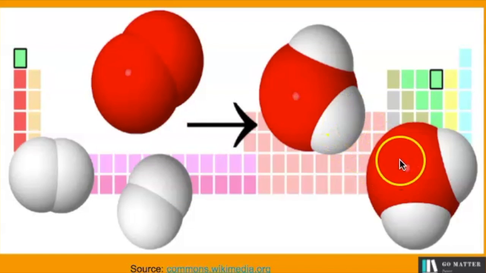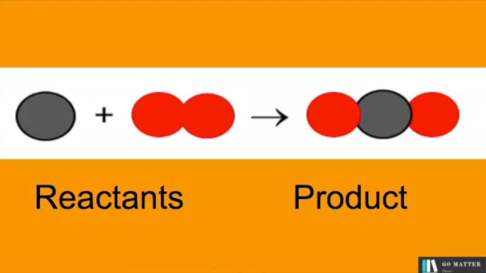So they have different physical properties, for example, the boiling point, and they have different chemical properties. They react differently. Substances that react together are called reactants, and substances that are formed are called the product.